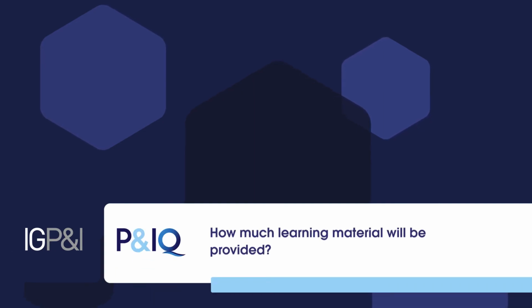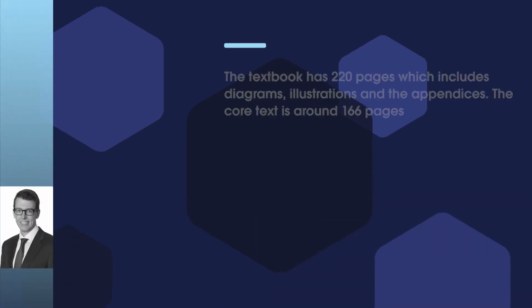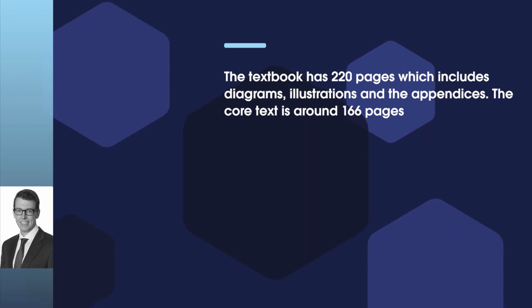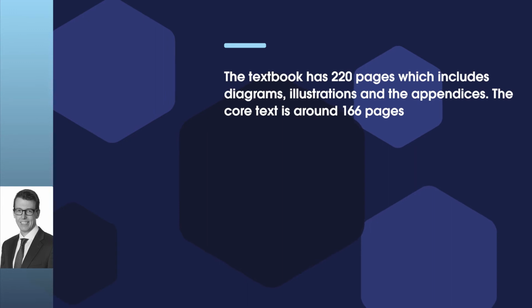How much learning material will be provided? The textbook has 220 pages, which includes diagrams, illustrations, and the appendices. The core text comprises around 166 pages. A hard copy of the textbook can be requested if you are in the UK.